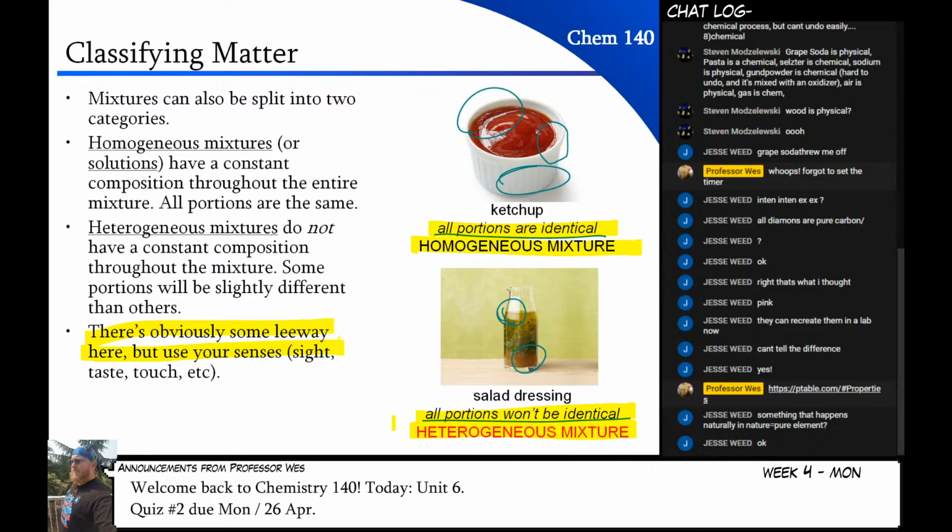What I want you to do for those questions is use your senses. You could do a little bit of research online if you need to, because remember, you get to use the internet. But think of this statement: are all the portions identical? And if you can't really tell from the intent of the question, think about under most circumstances, would all portions be identical?